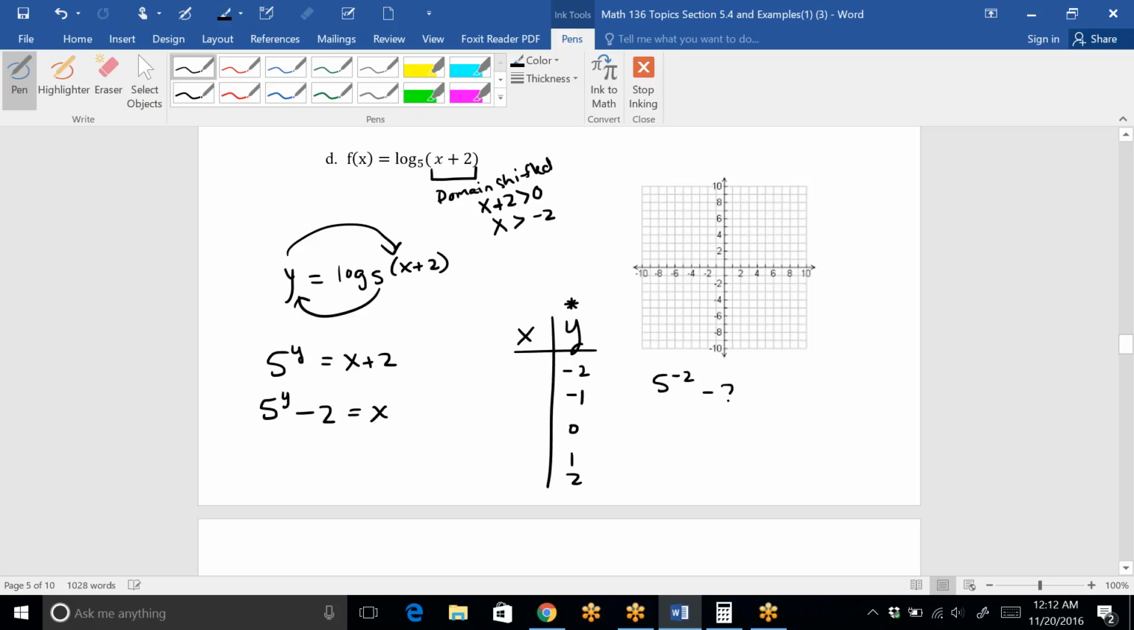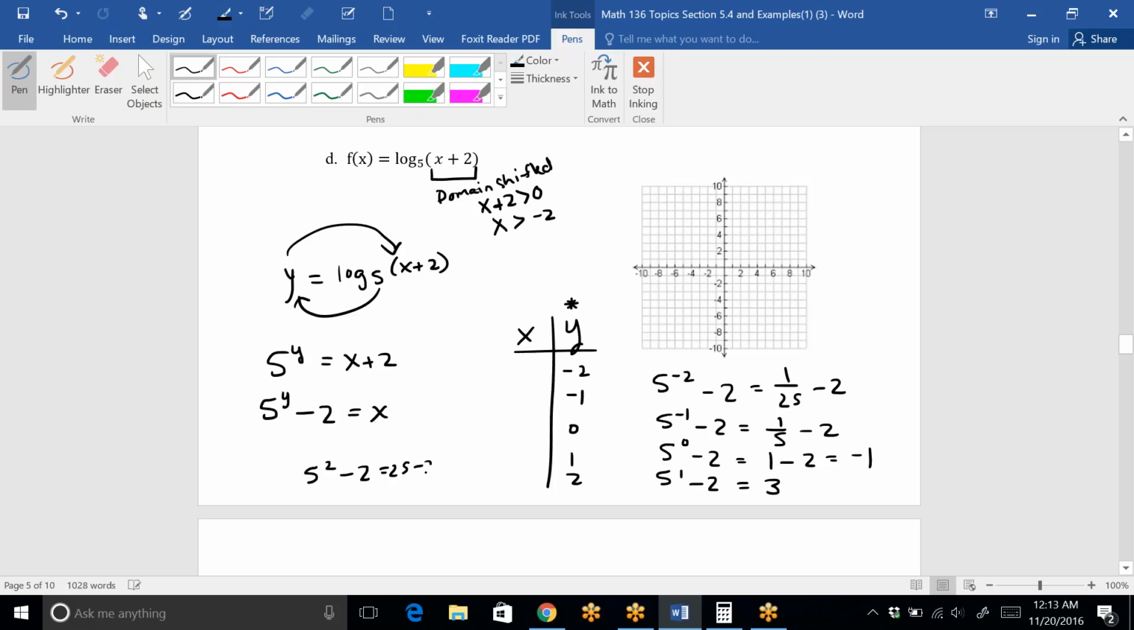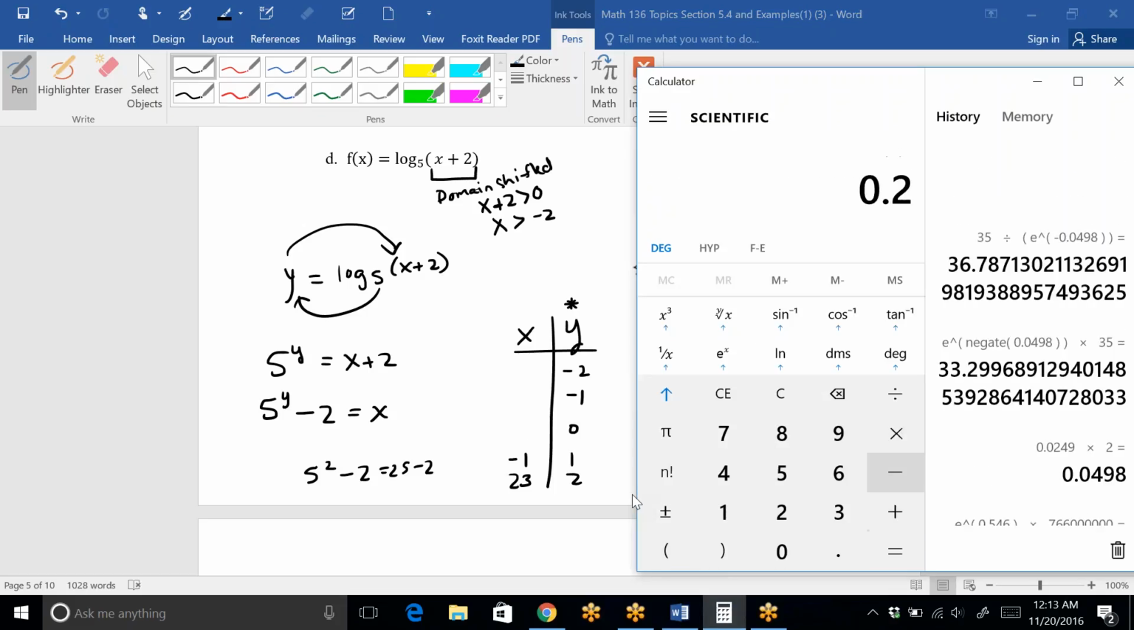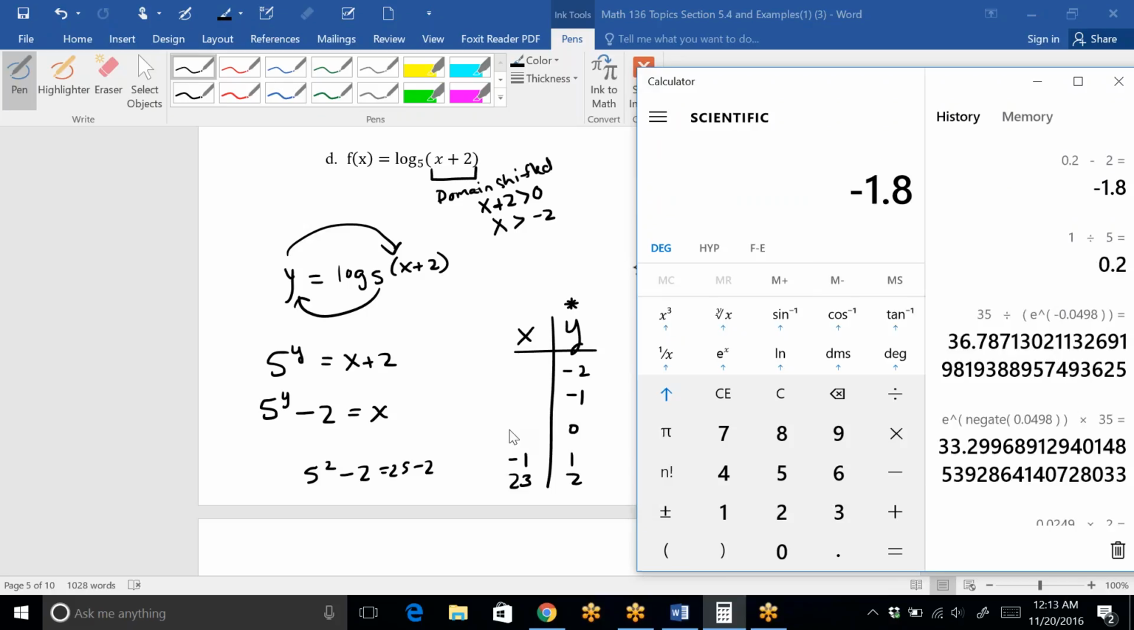5 to the -2 minus 2 is 1 over 25 minus 2. 5 to the -1 minus 2 is 1/5 minus 2. 5 to the 0 minus 2 is 1 minus 2, which is -1. 5 to the 1 minus 2 is 5 minus 2, which is 3. And I'm running out of room. 5 to the 2 minus 2 is 25 minus 2, which is 23. Let's figure out some of these. 1/5 minus 2, we can get just decimals. That would be negative 1.8.